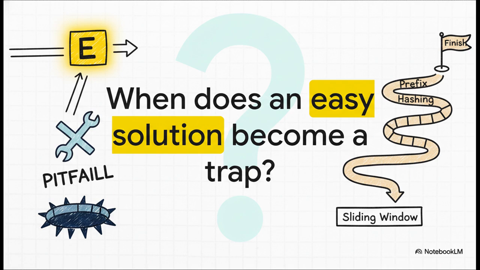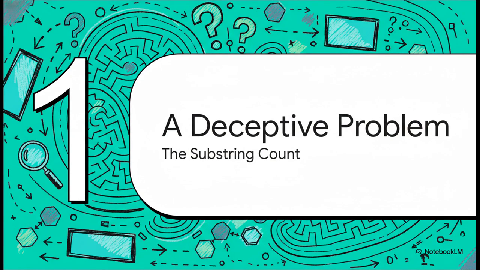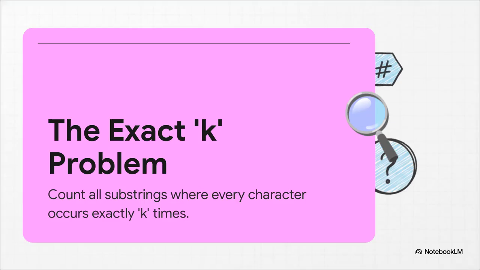It's a fantastic case study in knowing not just what your tools can do, but maybe more importantly, what they can't do. So let's set the scene with our mystery. On the surface, it's a pretty simple problem statement, but it's hiding a really subtle complexity. Okay, here's the goal. We need to find every single substring that meets this very specific rule.